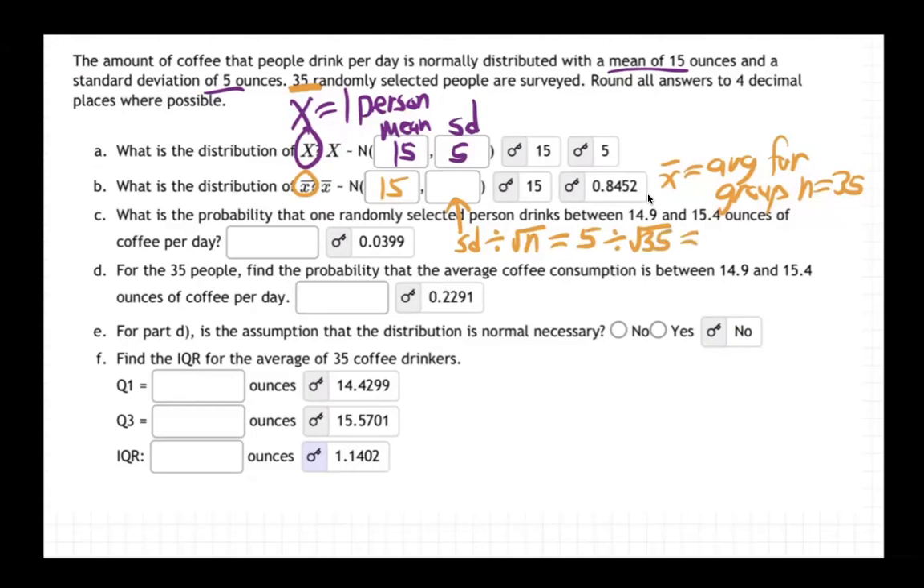When you hit the buttons on your calculator, you'll get 0.8452. Whoops. Let me try that again. The 5 got a little shaky. There we go. So that's what's going on there. So when you have a group average, it changes the standard deviation. There's less deviation for a group.